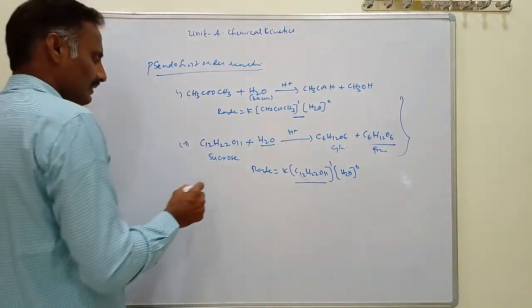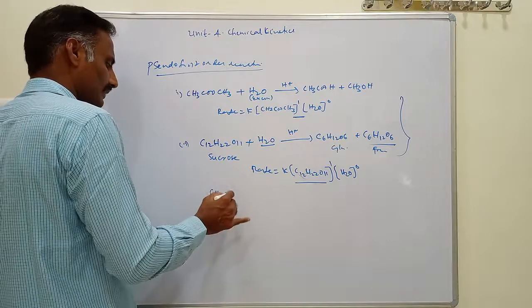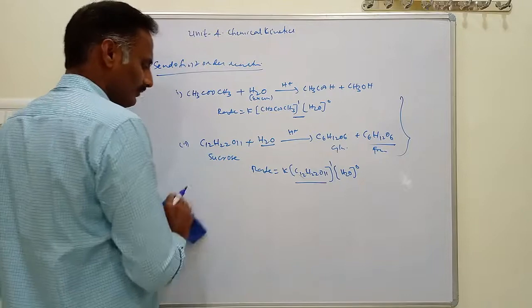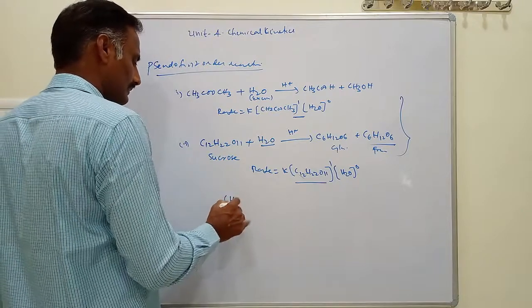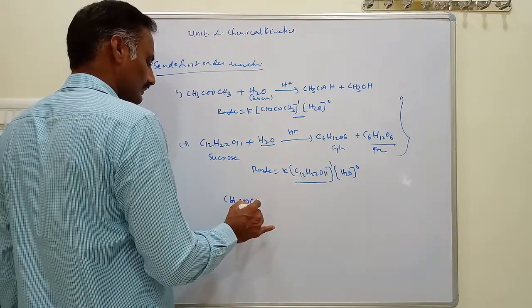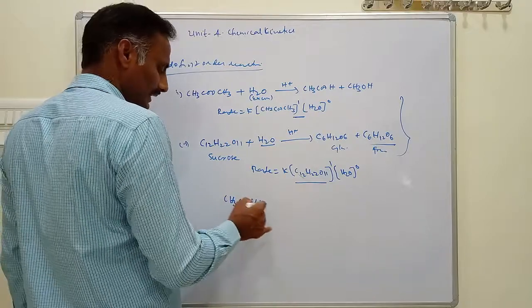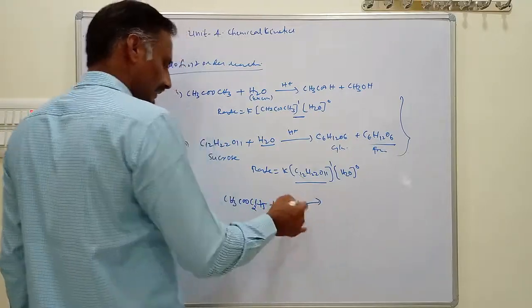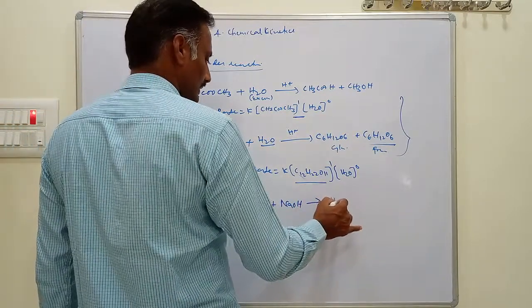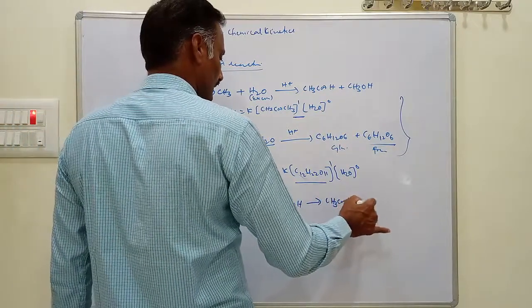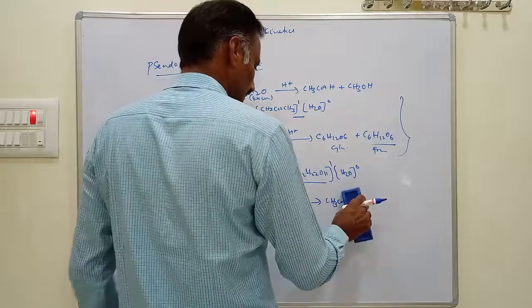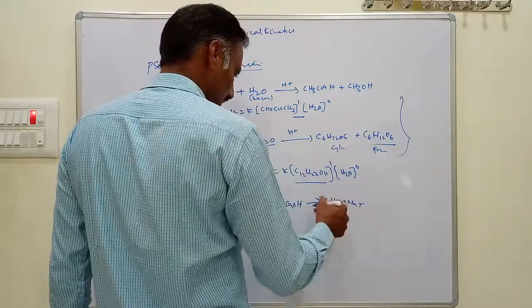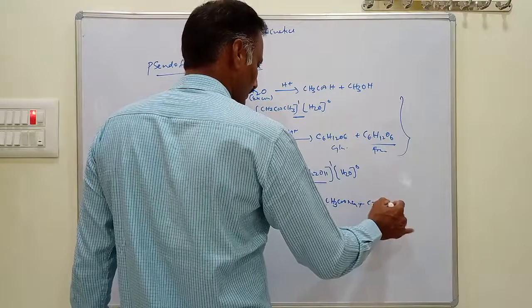Then what about this one? This is CH3COOC2H5. Here CH3COO with C2H5 is ethyl acetate. Ethyl acetate undergoes reaction with alkali medium. Here you will get CH3COONa, sodium acetate, and you will also get C2H5OH.